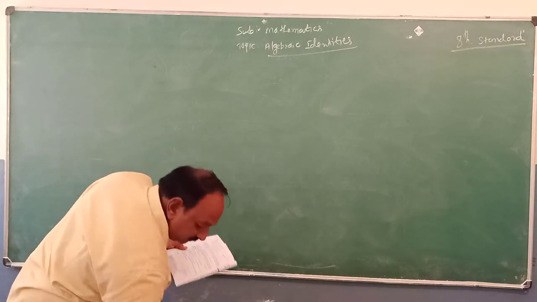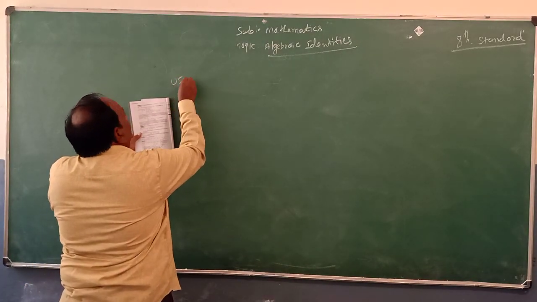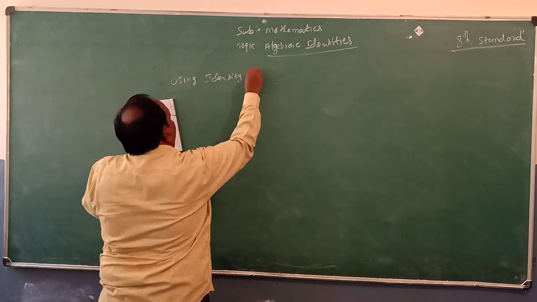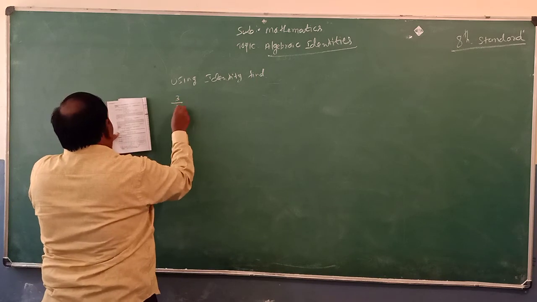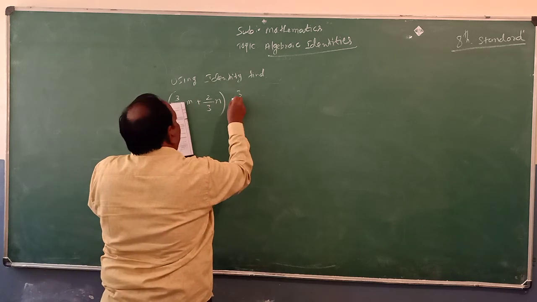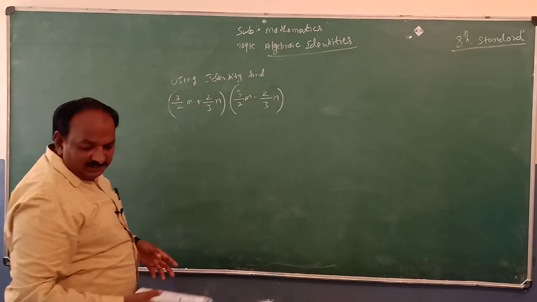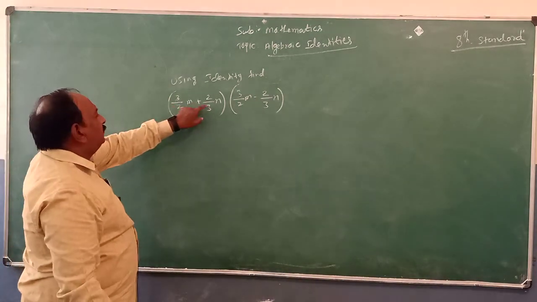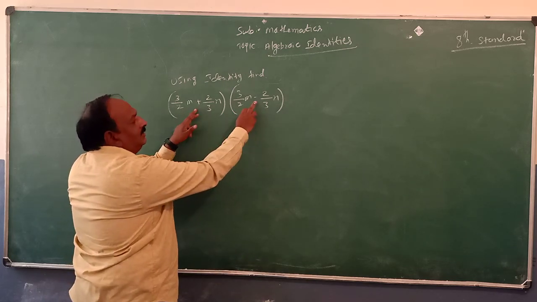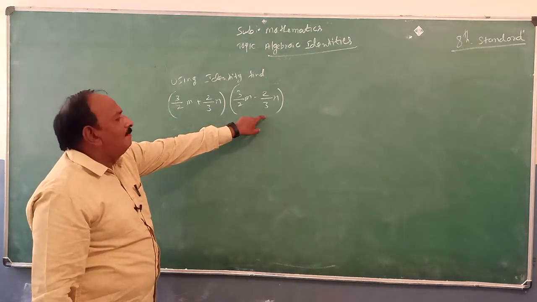That is, using identity, find (3/2 m + 2/3 n)(3/2 m - 2/3 n). This is of the form (a + b)(a - b). The same terms, here is a plus, here is a minus. This is of the form (a + b)(a - b).